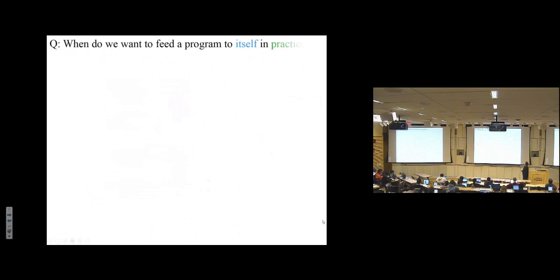All right, so back to the question, when do we want to feed a program to itself? Is that something weird, or is that something that you actually want to do in practice? And let me give you a hint. It's the latter. Give me an example in practice where you want to feed a program to itself. Quine, okay. Self-printing program. What else? Something very practical. Companies do this all the time. Yeah. Compiler. Yeah. So you can compile a compiler using itself.